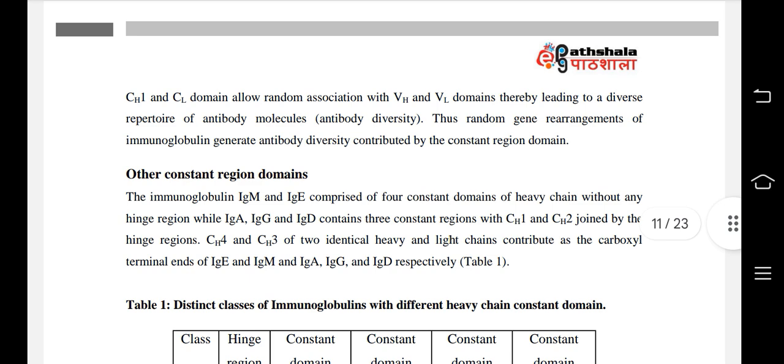So CH1 and CL domain allow random association with VH and VL domains, thereby leading to a diverse repertoire of antibody molecules, antibody diversity. Thus random gene rearrangements of immunoglobulin generate antibody diversity contributed by the constant region domain.